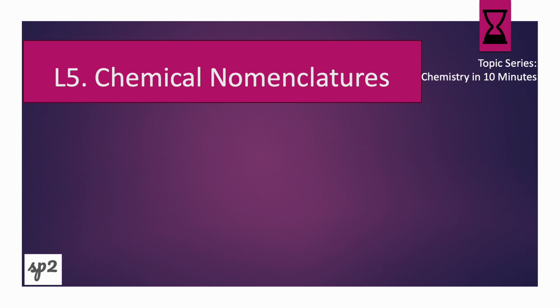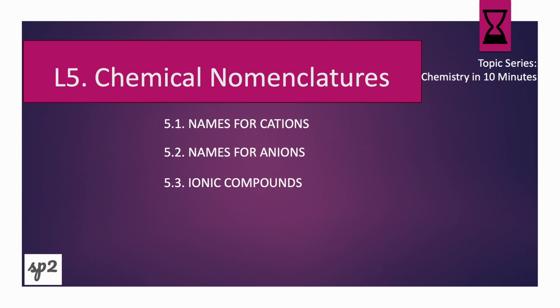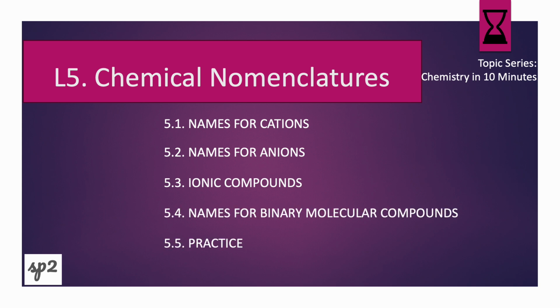In this video, we're going to be looking at chemical nomenclature, which means the systematic naming for cations, for anions, for ionic compounds, as well as binary molecular compounds. And we're going to have a practice at the end as well. Now, this lesson is a little bit heavier than our previous lessons, so everybody buckle up. We're going to have a lot of fun together for the next few minutes, okay?